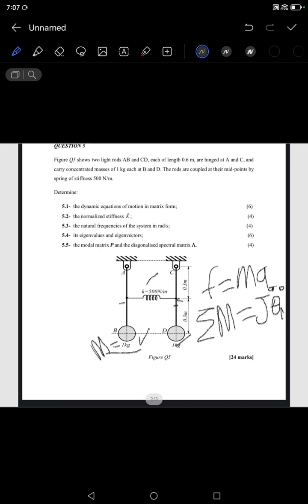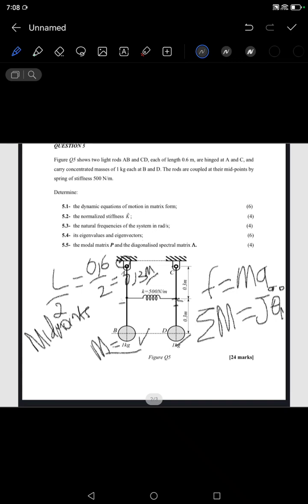We also have a midpoint distance from the hinge, L over 2, which is 0.6 divided by 2, which is 0.3 meter. From here to here we call this the midpoint distance from the hinge, 0.3. This 0.3 is going to help us determine the spring force. When calculating the stiffness forces, we use L over 2.